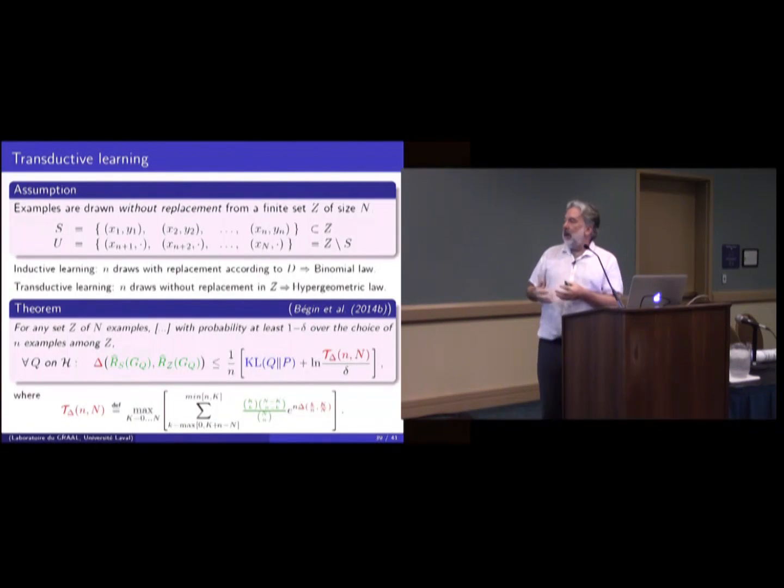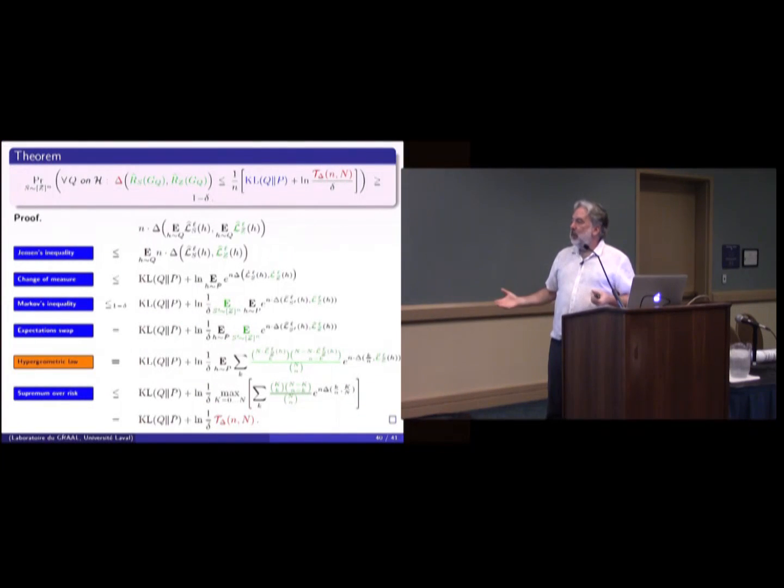Okay, and so here is the bound. Okay, so again you have a delta that should be convex, and then you have exactly the same structure of bound, except that the complexity term, the T of delta, is a bit more complicated, right? But it's a finite sum, so it can be calculated.